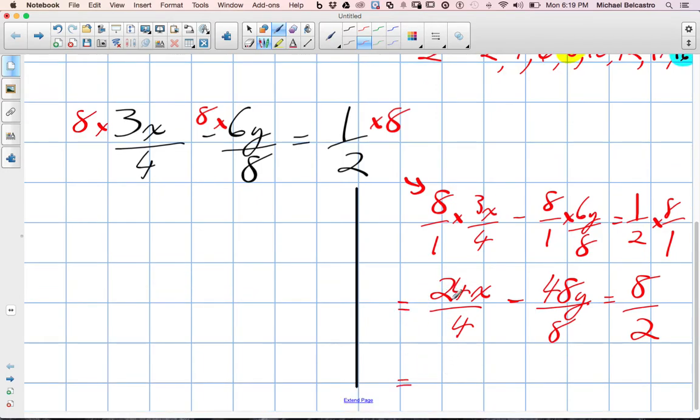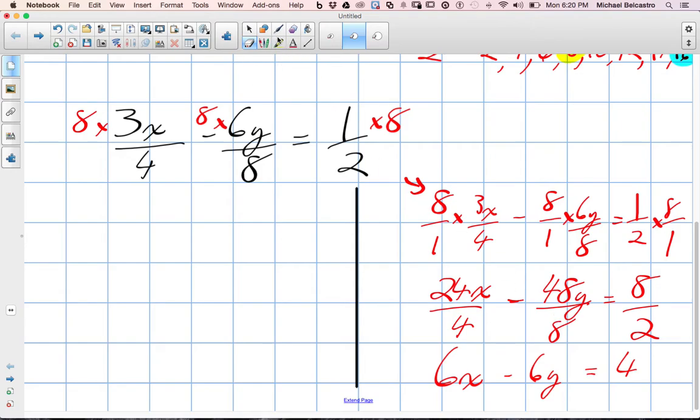Now, can we reduce these values? We can. 24 divided by 4 is 6, so we'd have 6x. 48 divided by 8 is 6, so 6y. And then 8 divided by 2 is 4. And there you go. We've removed fractions from this equation.